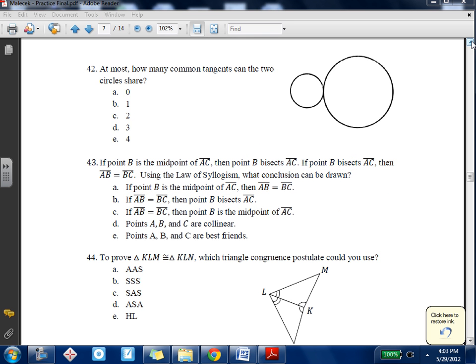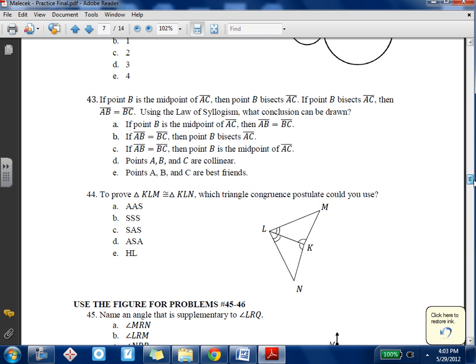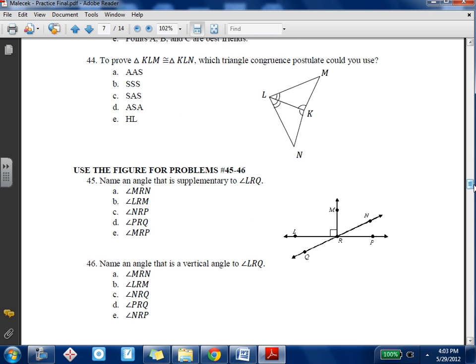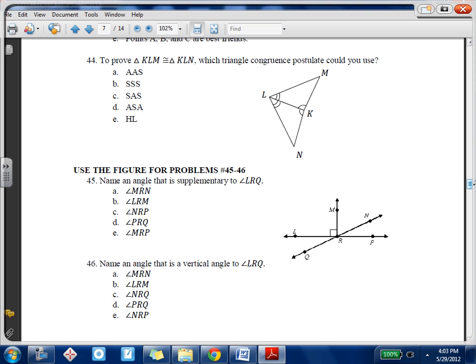Scrolling down just a little bit to number 44. To prove that KLM is congruent to KLN, which triangle congruence postulate can we use? Remember, we had 5 of them. All 5 of them are listed there. Angle, angle, side, side, side, side, side, angle, and hypotenuse, leg. Remember that this is only for right triangles.